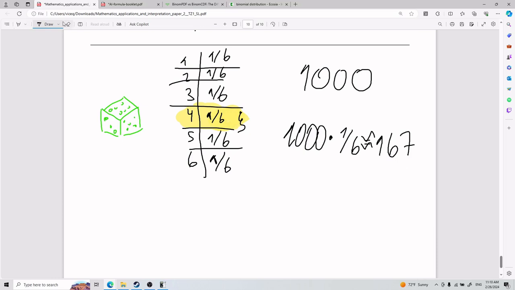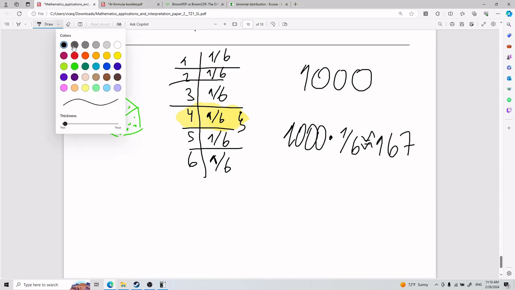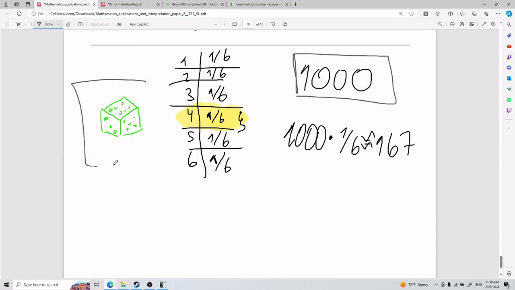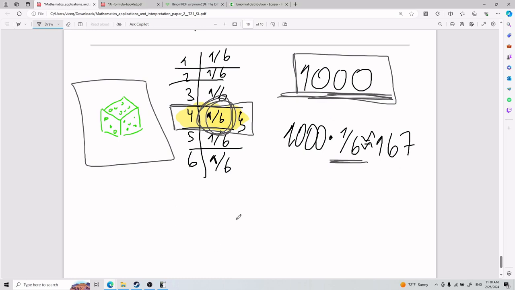Okay? So again, what's the context? There's 1,000 people. They all roll a dice. What is the expected value of 4s that we're going to get? Well, the probability of rolling a 4 is 1 over 6. So you take that 1,000 and multiply it by 1 over 6. So you take your amount of people n and multiply it by its probability.